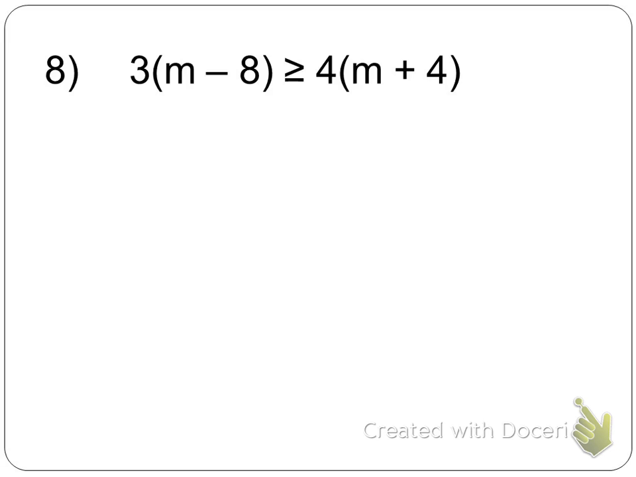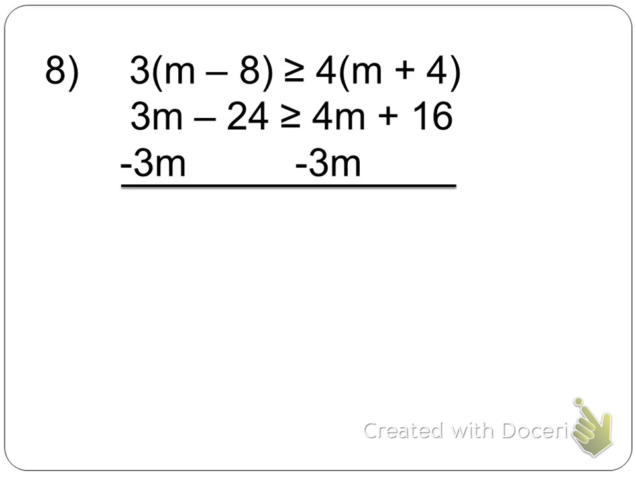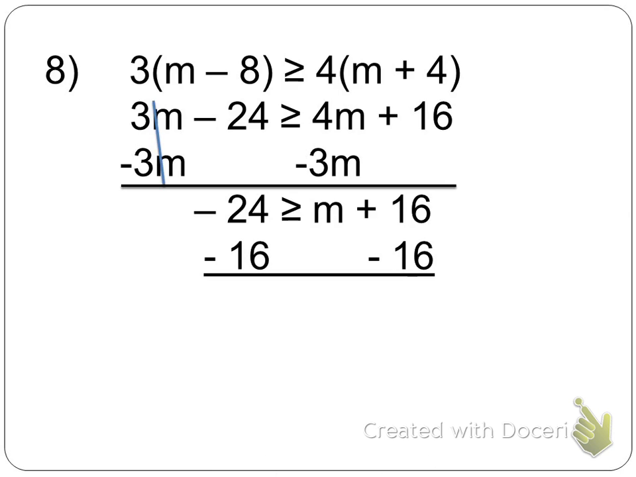Yes, I need to distribute on both sides. So 3 times x and 3 times minus 8, 4 times m and 4 times plus 4. That's going to give us this. So now I've got m's on both sides. What am I going to do? Subtract 3m from both sides. 4m minus 3m is 1m. Subtract 16. What's that? Negative 40. Negative 40.